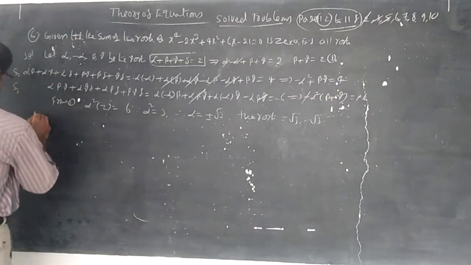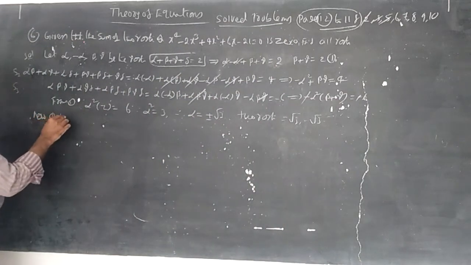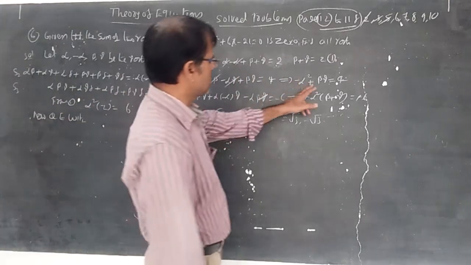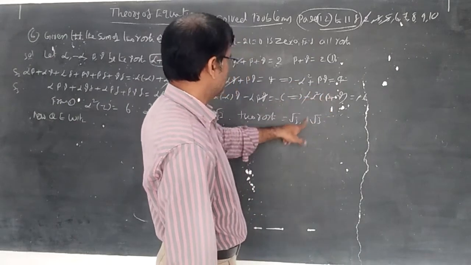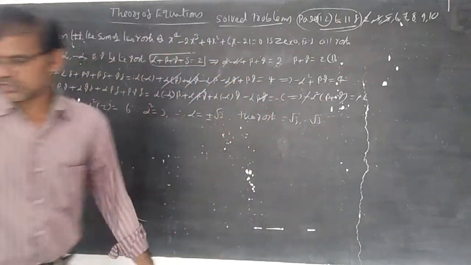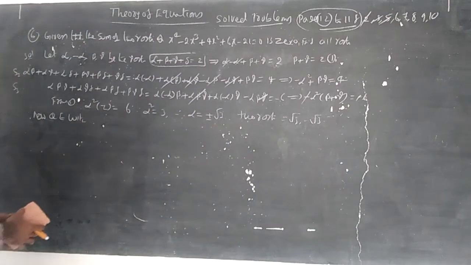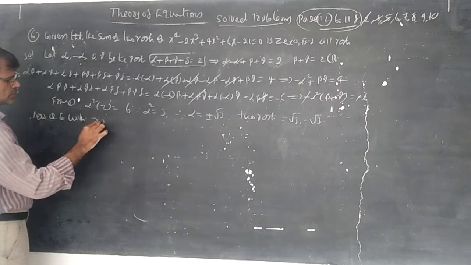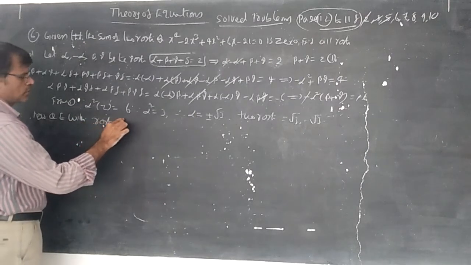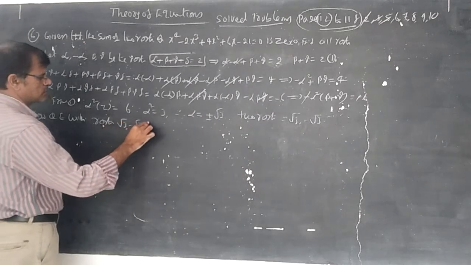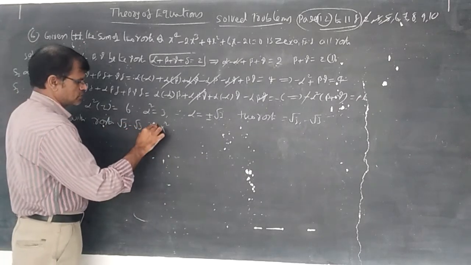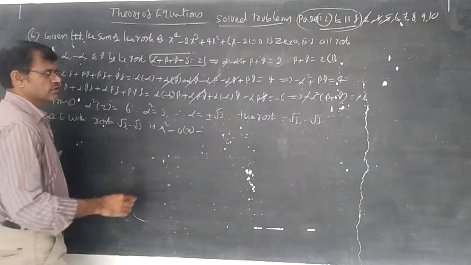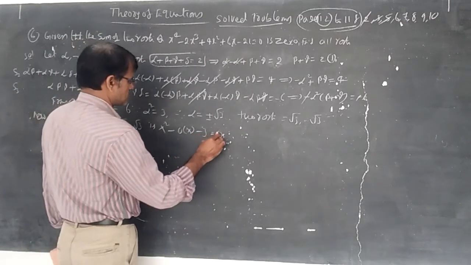Whenever you are getting alpha square, if you substitute it, beta gamma will be getting 3 plus 1. In any method, no problem. We can write the quadratic equation with roots root 3 and minus root 3: x square minus 0 into x plus of this, minus 3, equal to 0.